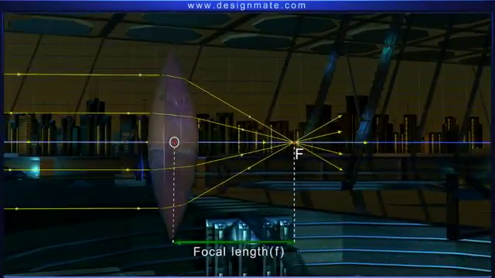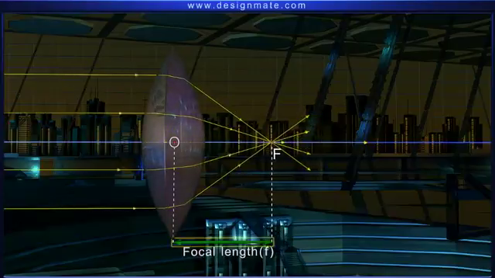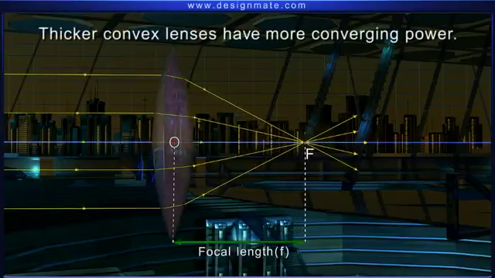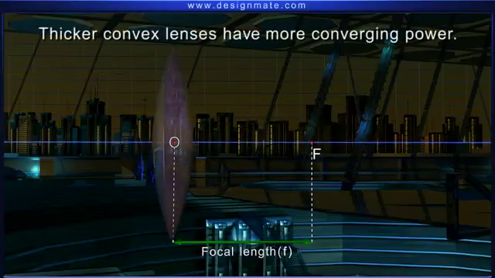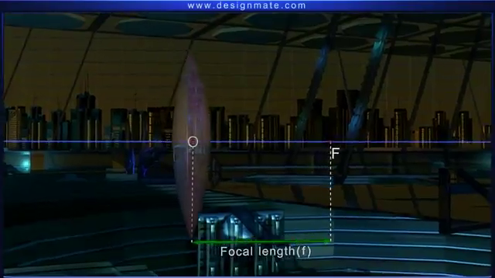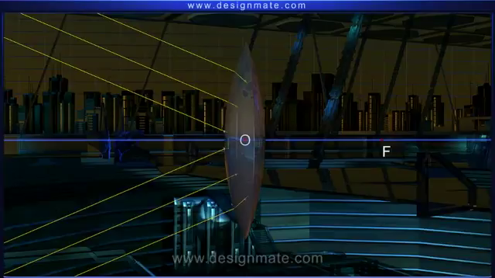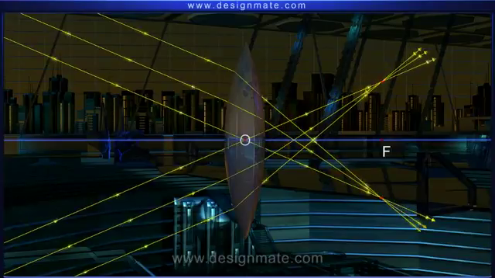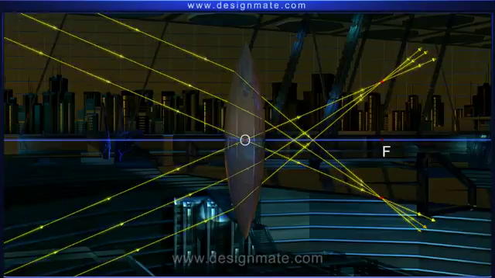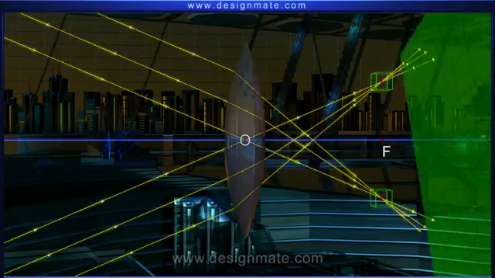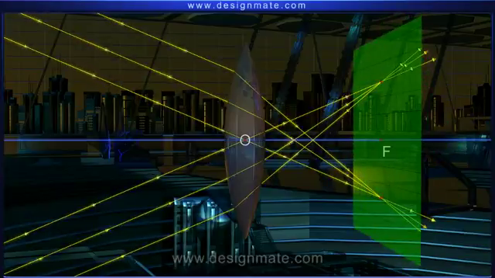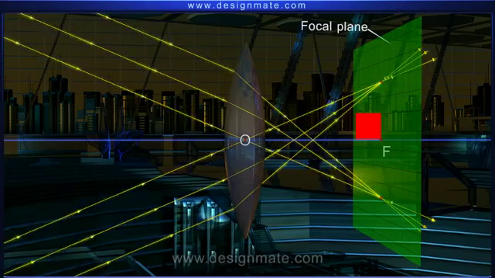Thicker lenses having greater curvature bend the light more and thus have shorter focal length. Hence, thicker convex lenses have more converging power. Let us see what happens if the parallel beams incident on the lens are inclined to the principal axis. After refraction through the convex lens, they converge to certain points in a plane containing the focal point. The plane passing through all such points, perpendicular to the principal axis, is called the focal plane of the lens.